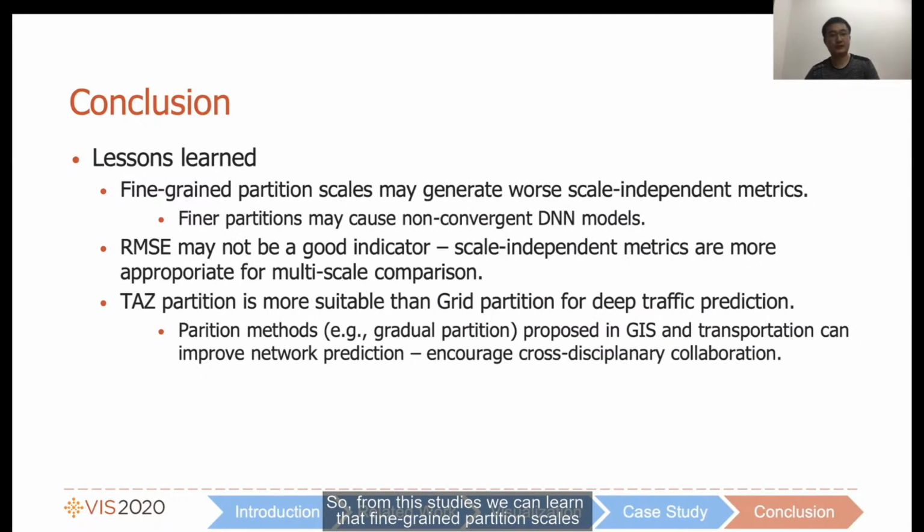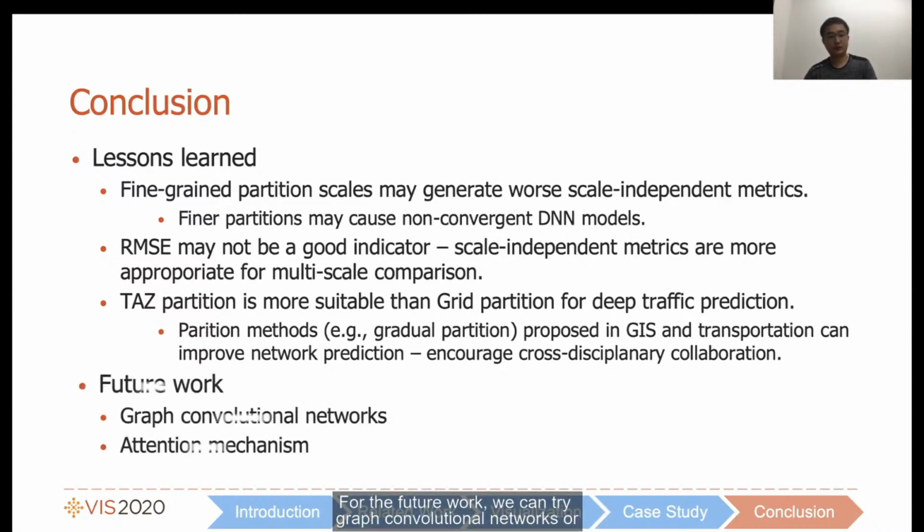So from these studies, we can learn that fine-grained partition scales may not generate good scale-independent matrices. We can also see that root mean square error is not a good indicator, especially if we want to compare multi-scale partitions. Lastly, we can see that TAZ partition is more suitable than grid partition for deep traffic prediction. This also suggests that other partition methods, such as gradual partition proposed in GIS and transportation, can improve network prediction. Okay, so we should encourage collaboration in multiple disciplinaries.